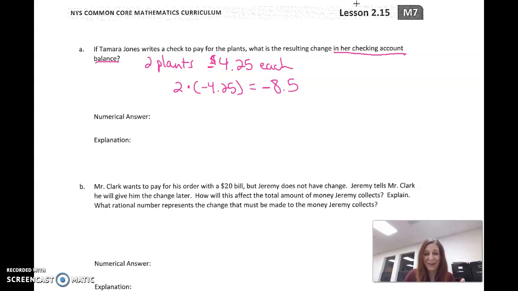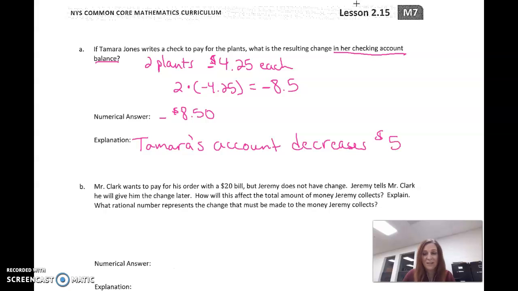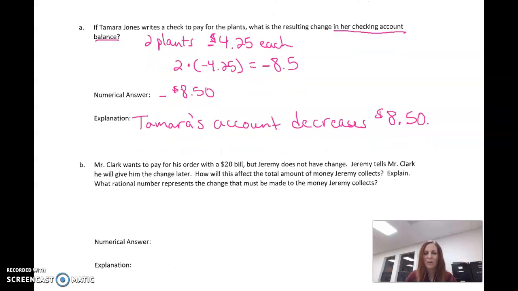So what's our answer? Don't tell me that it's a negative 8.5. Tell me that it's a negative $8.50. But what does it mean that it's a negative $8.50? It means, talking about Tamara's checking account, that Tamara's account goes up or goes down? Goes down, right? Decreases $8.50. Okay, so our account is decreasing $8.50. That's what, when we multiply this, that's great. We get negative 8.5, but make sure we understand what that means. That's all we're doing right now. Let's try a couple more.